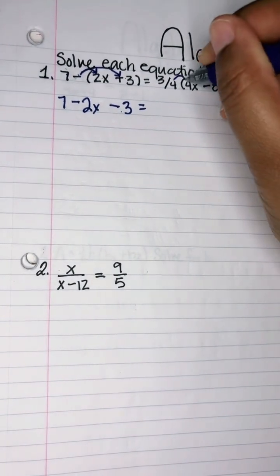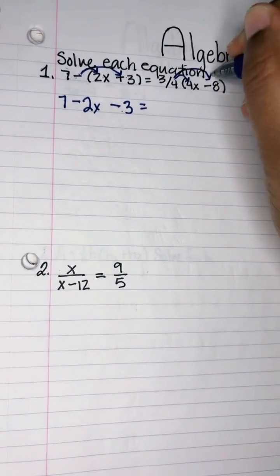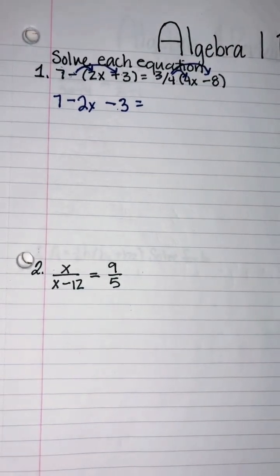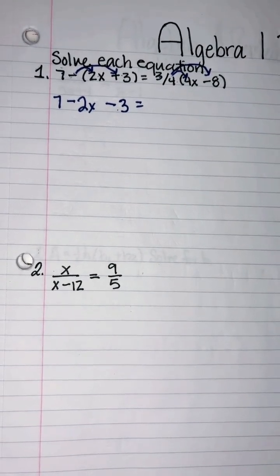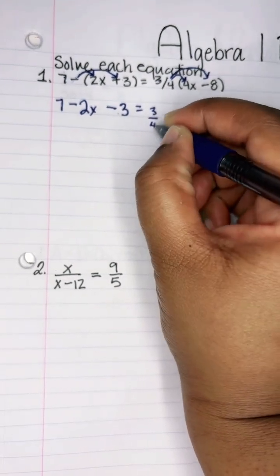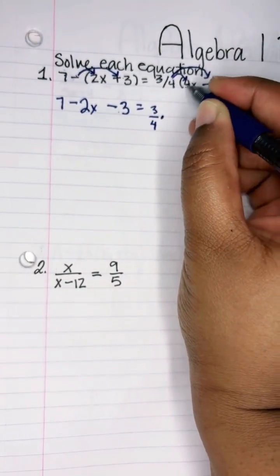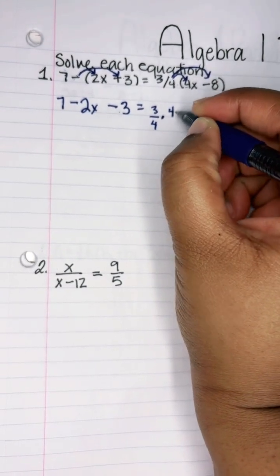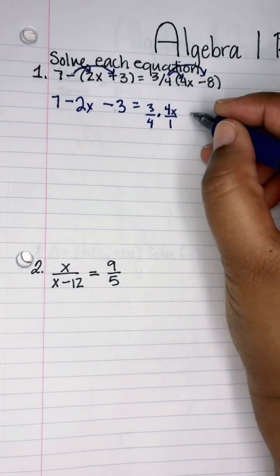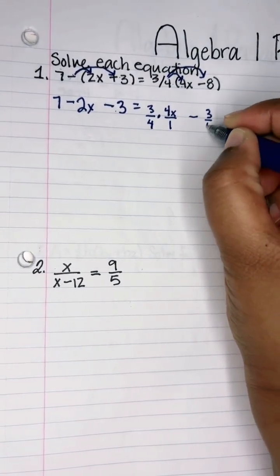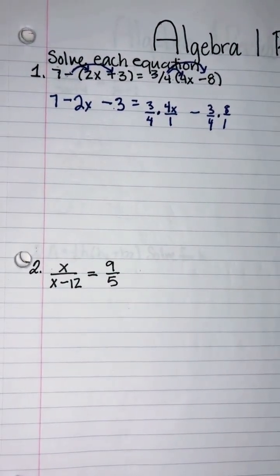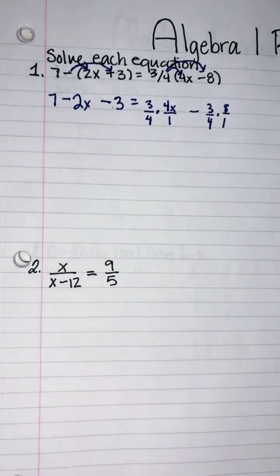Now we're going to multiply. We're going to distribute this 3/4 times 4x and 3/4 times negative 8. So let me explain what we're actually doing here, okay? Remember every whole number can be written over 1. So we could put this 4x over 1. Minus 3/4 times 8 over 1. Now I'm writing it like this for people that struggle to see what's actually happening.